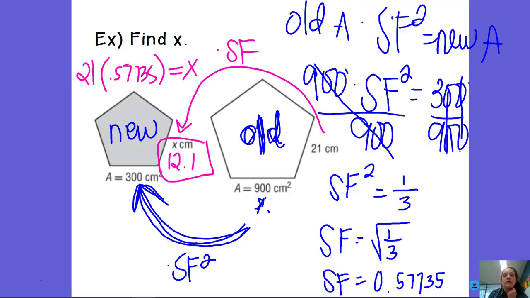So x is 12.1. So again, I knew the old area, multiplied that by the scale factor squared to get the new area. That's where this equation came from. Then I solved for the scale factor squared. Then I took the square root to get the scale factor. And then once I have the scale factor, then I just take the old side, multiply it by the scale factor to get the new side.